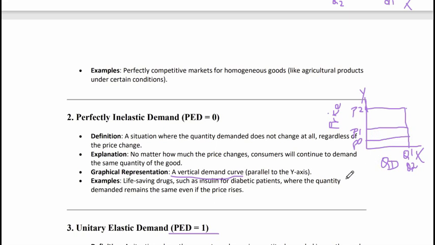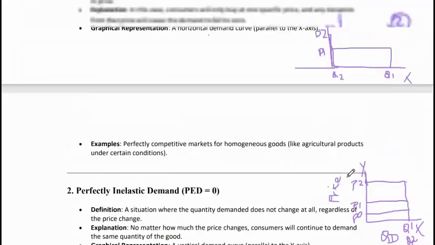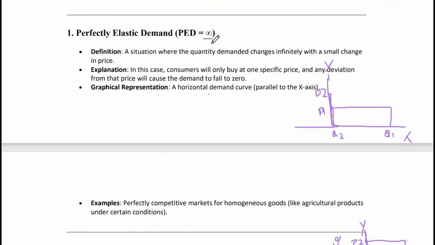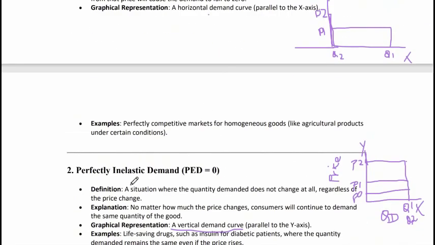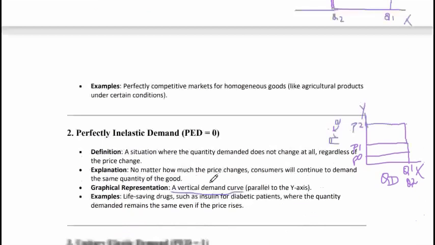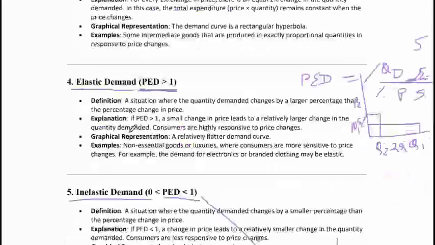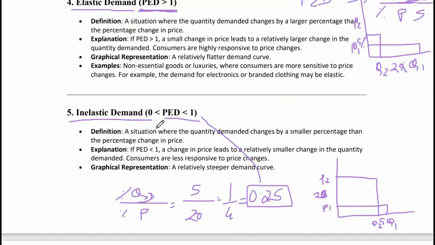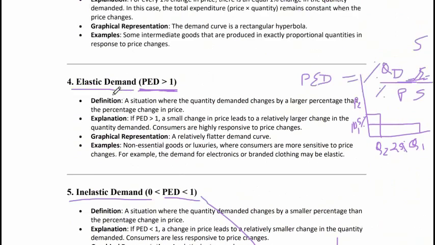Okay, so we now covered both the perfectly elastic demand, PED is equal to infinity, and perfectly inelastic demand, PED is equal to 0. Then we covered elastic demand, which is PED greater than 1, and inelastic demand, which is PED less than 1. Okay, now we'll learn about the elastic demand.